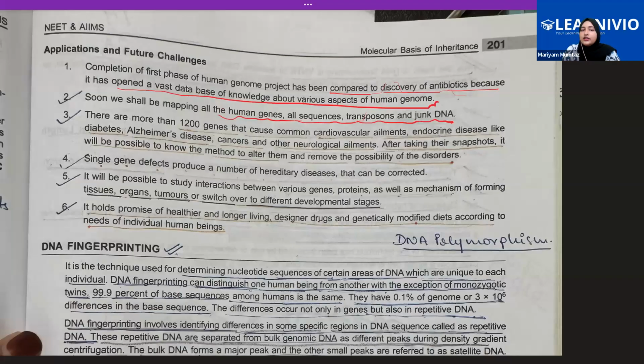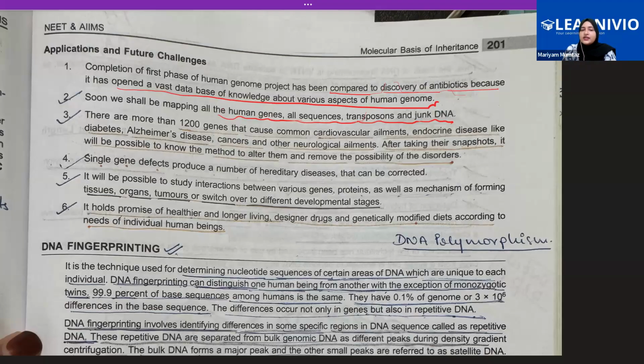Then there are more than 1200 genes that cause common cardiovascular ailments, meaning those diseases related to the heart. Then endocrine diseases like diabetes, Alzheimer's, which is a neurological disease, cancer, and all of that, right? So if we know the genome that undergoes replication and causes that disease, then we will be able to treat it also, isn't it? We will be able to not let that genome get mutated and cause any kind of ailment.